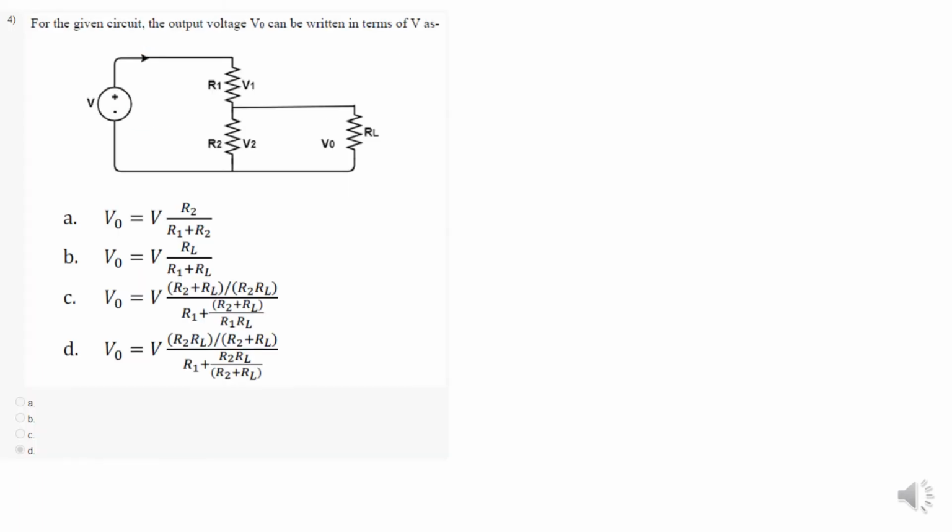Then the fourth problem: in a given circuit, the output voltage V0 can be written in terms of Vs. Here they have asked for the output voltage V0. For finding V0, we should know the current flowing through RL. So how to find IRL? To find IRL, we should know the total current in the circuit. For that, we should know the total resistance, so first I am going to find the total resistance.